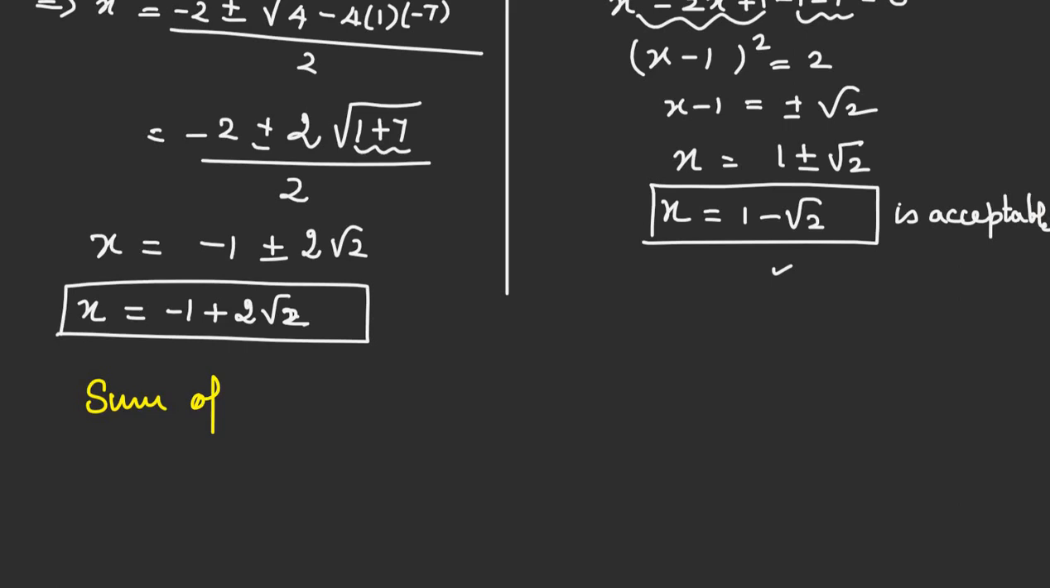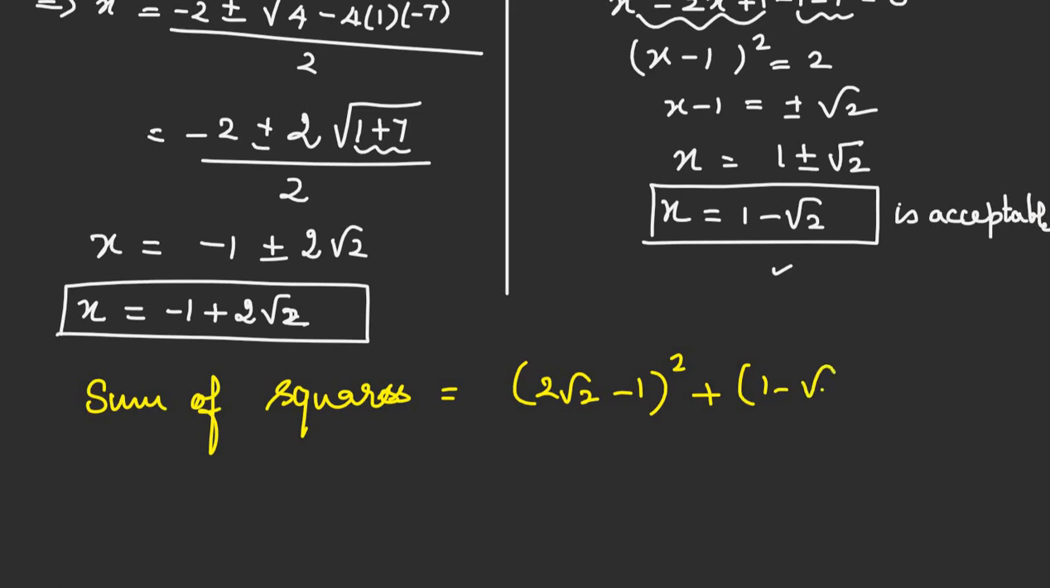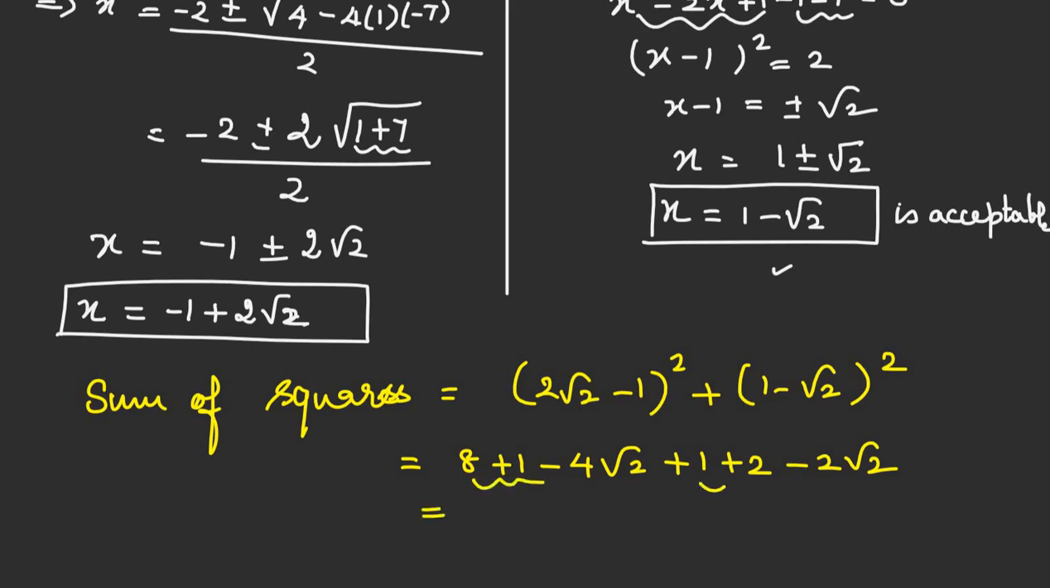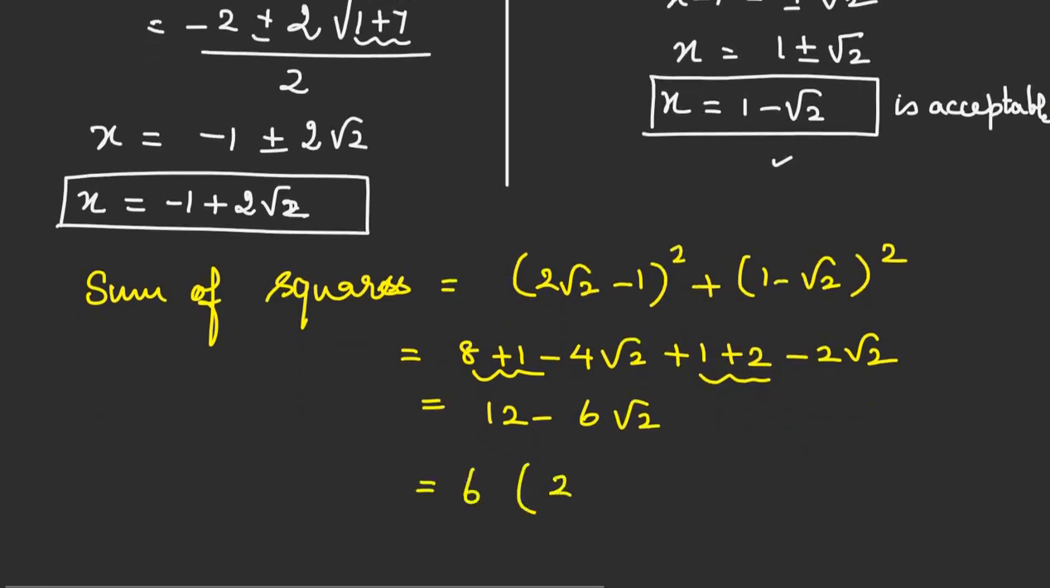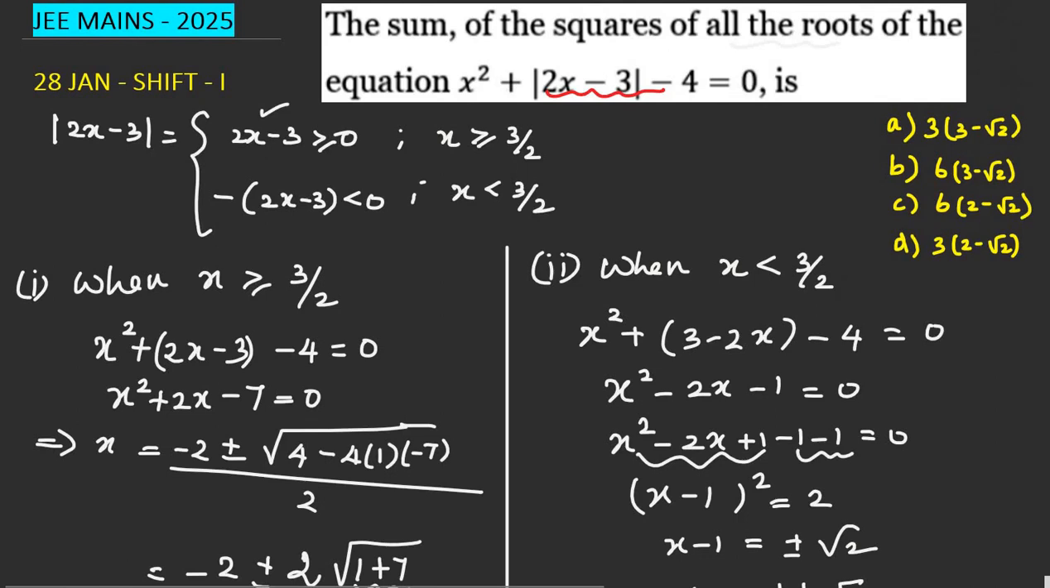Now the sum of the squares. From the question, we want the sum of the squares, which is equal to 2 root 2 minus 1 the whole squared plus 1 minus root 2 the whole squared, which gives us 4 into 2, 8 plus 1 minus 4 root 2 plus 1 plus 2 minus 2 root 2, which gives 9 plus 3 is 12 minus 6 root 2, which is equal to 6 into 2 minus root 2. This is the answer.